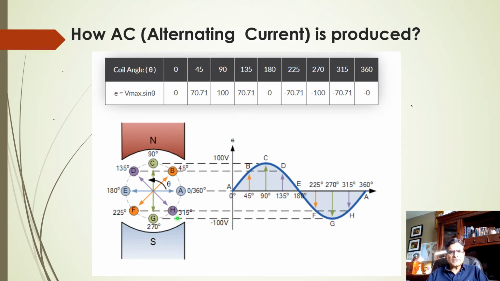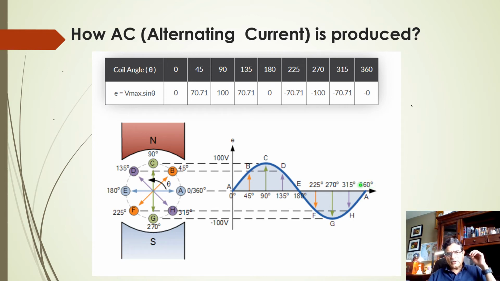And then it comes down another 45 degrees to H, which is this, and then finally comes back to A, which is the starting point. And now this coil has moved one complete 360 degree circle. This one circle has produced one complete cycle. So one circle of the coil produces one cycle of AC, 360 degrees.